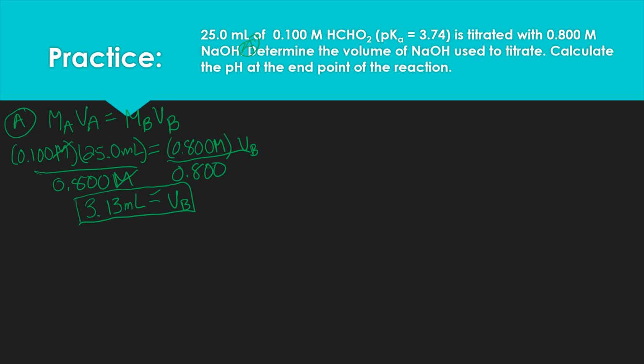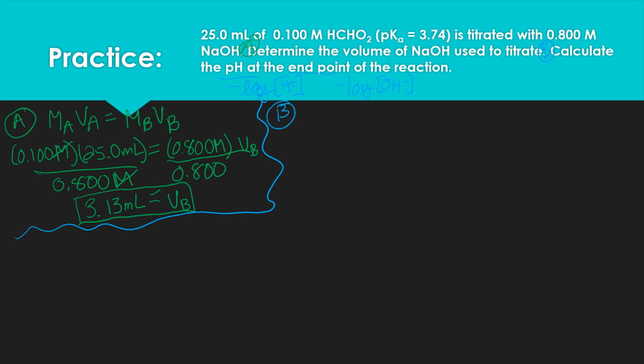Part B says, calculate the pH at the end point of the reaction. So we want our pH, which means we need to be able to take the negative log of the hydrogen ion concentration, or we need to be able to find a pOH and then backtrack, so negative log of the hydroxide ion concentration. We need to do one of those to get to pH. And it's at the end point. So at the end point, we have equal moles. When we have equal moles, we have to do salt hydrolysis. That's the ugly RICE table one, but not impossible.